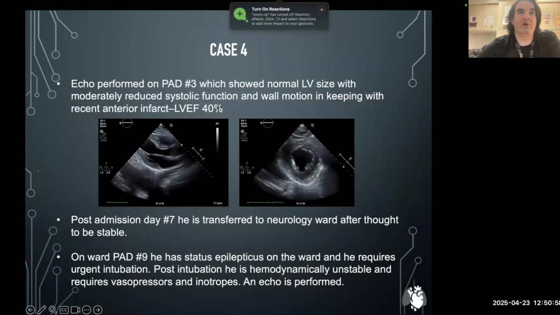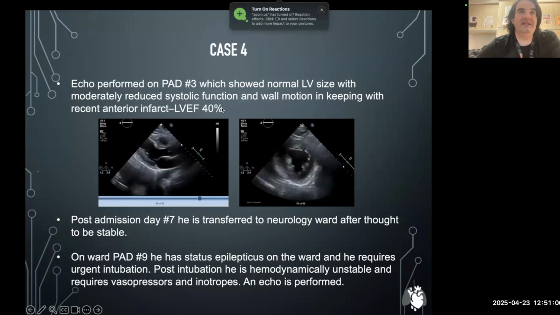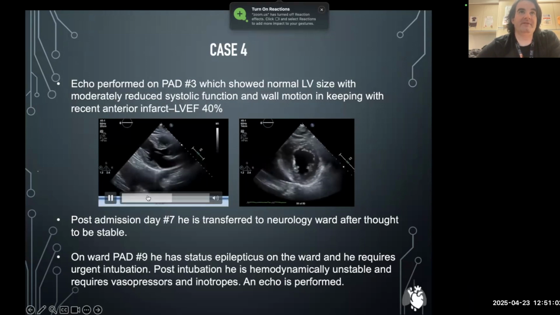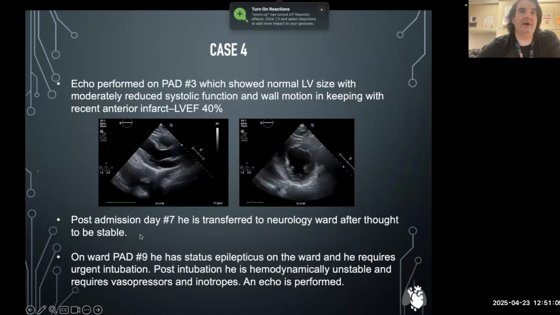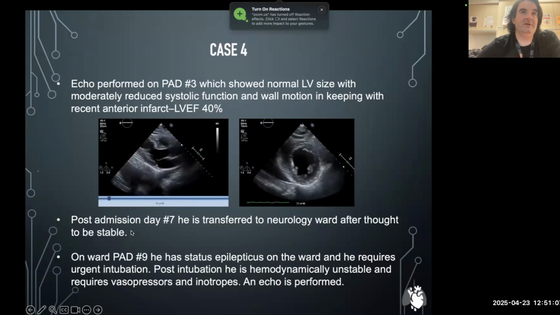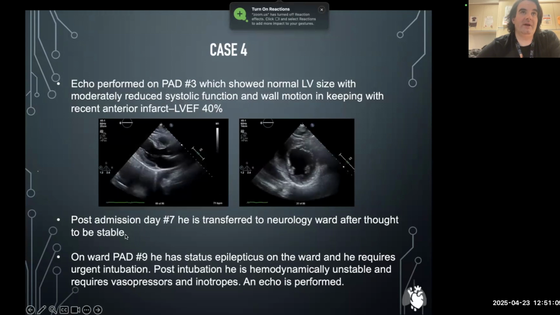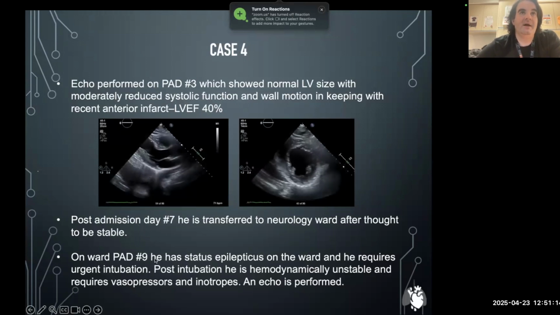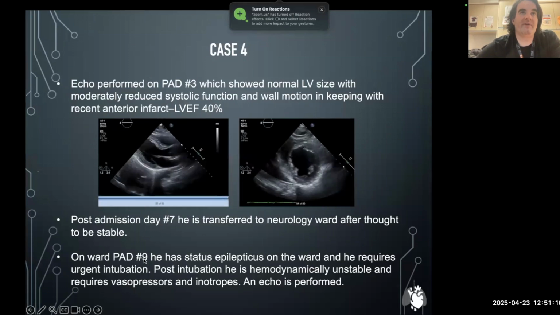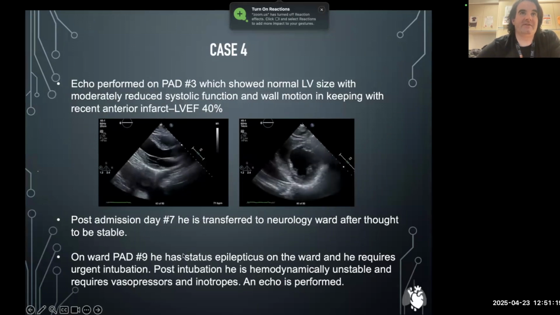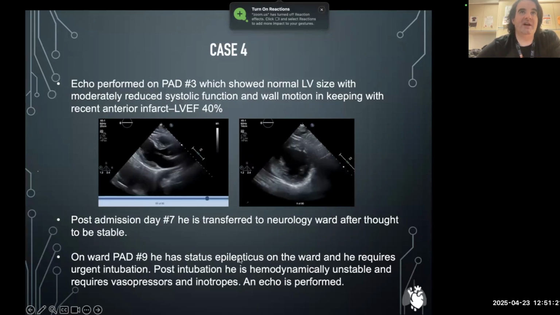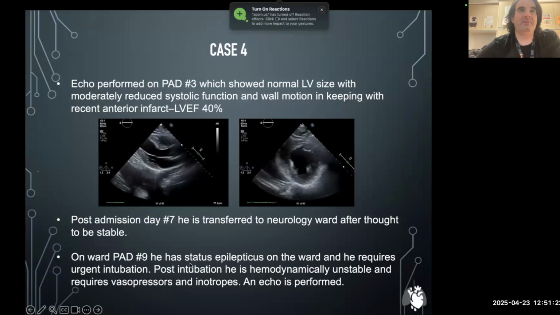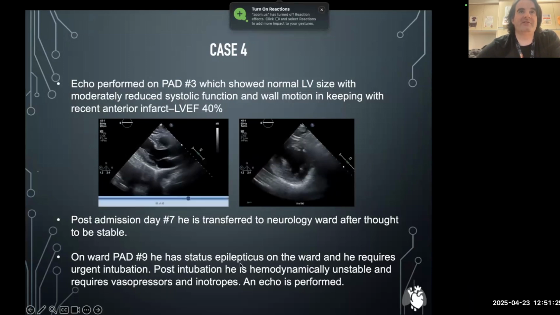LVF was estimated to be 40%, and they actually did use contrast to look for LV thrombus, and there was none. So he went out to neurology and was doing okay, as one would do with a new stroke, unfortunately, post-MI. But then post-admission day 9, so he's on the ward for a couple days, he has status, and it's repeated generalized tonic-clonic seizures. It doesn't stop, and so we're essentially, hands are tied, it's time to intubate him. So we intubate him, and we wonder, what's going on?